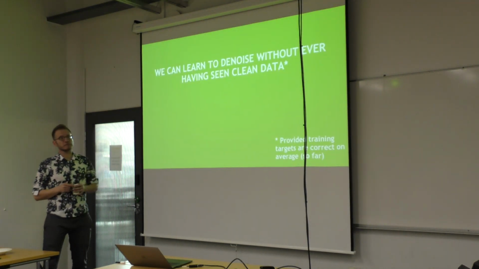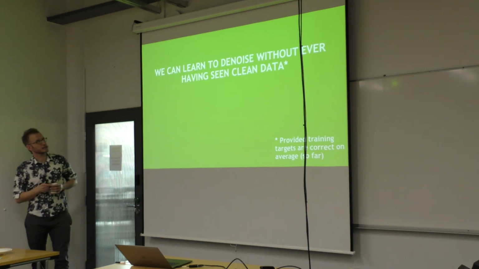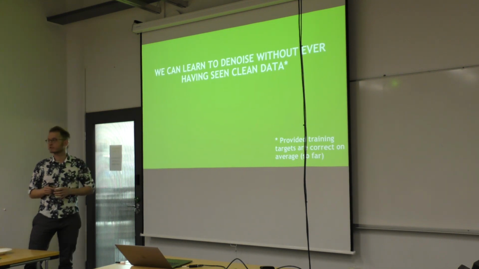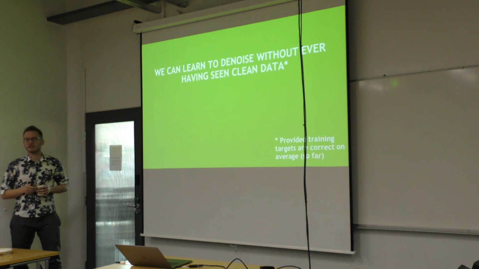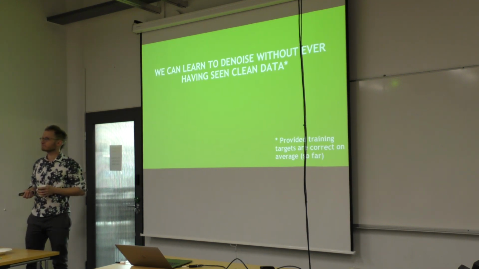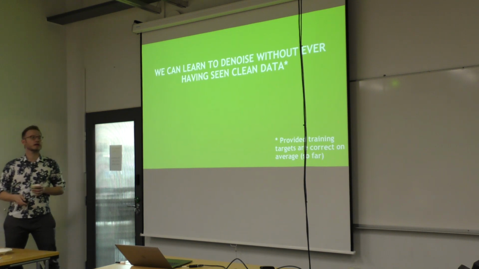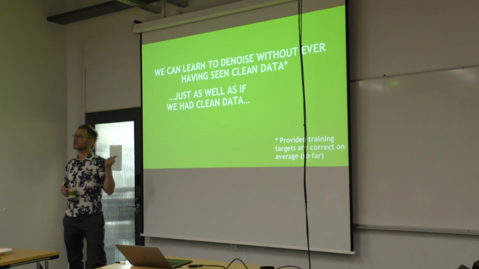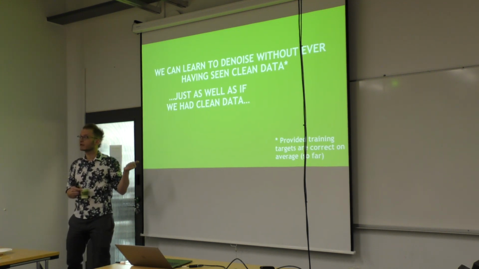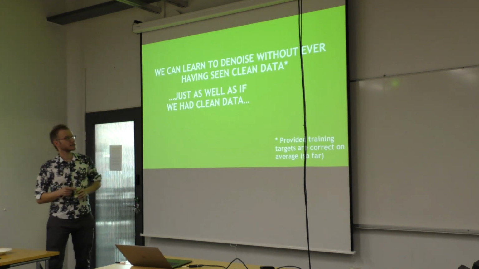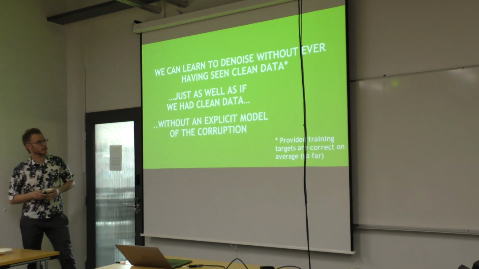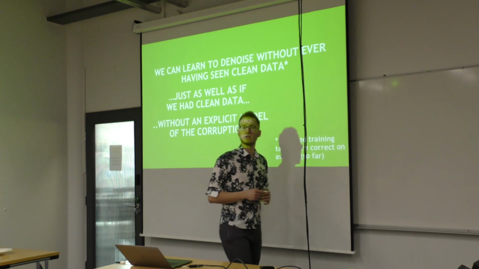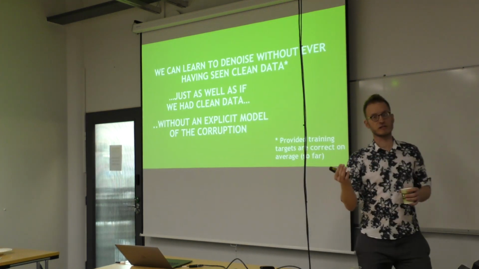And so the upshot up until this point is that we can learn to denoise images, take bad images and turn them into good images, without ever having seen what a good image looks like. We can do it just as well as if we had clean data. I'll show that we can actually sometimes do even better, which is very surprising. But that is the case. We can do it as well or better. And we can do this without an explicit statistical model of the corruption in those images.